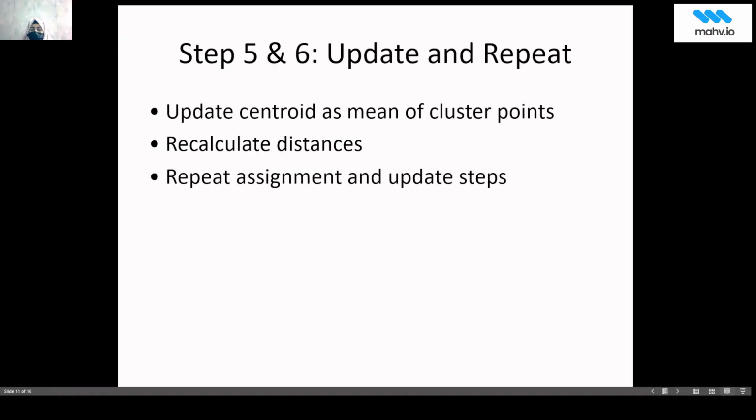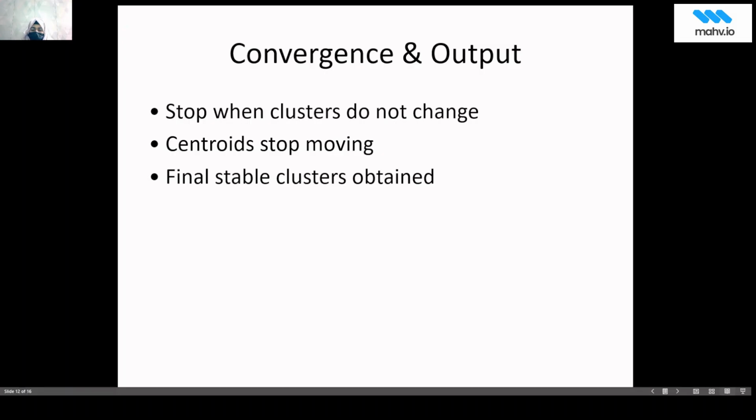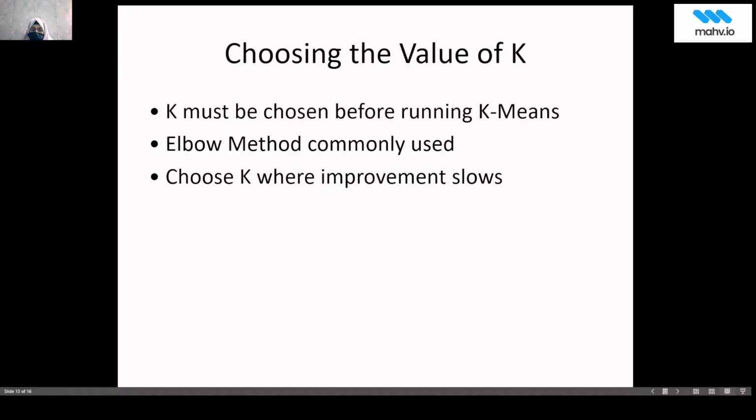After that, we just update and repeat. Update the centroid as the mean of the cluster points, recalculate the distances, and repeat the assignment and update steps. At the end, convergence and output: stop when the clusters do not change, when everything becomes the same. Centroids stop moving, and the final stable clusters are obtained.